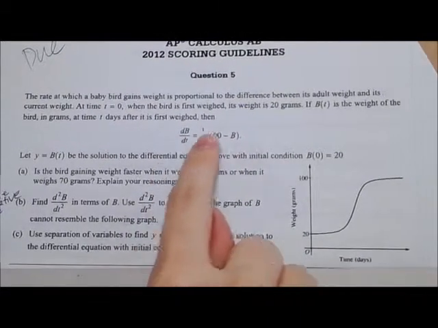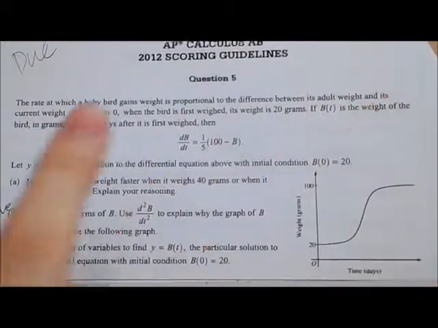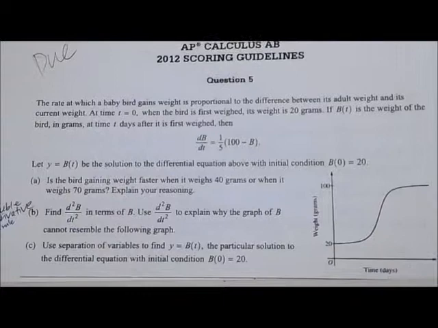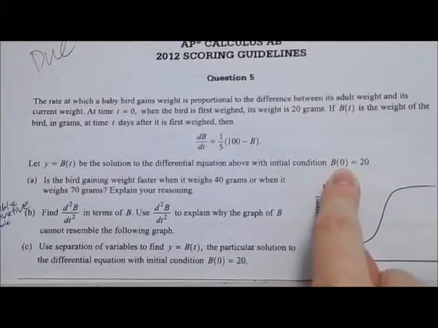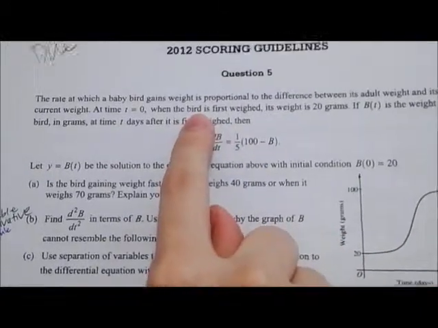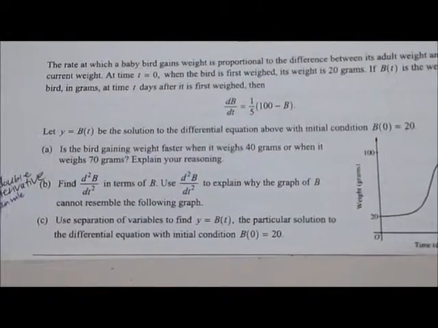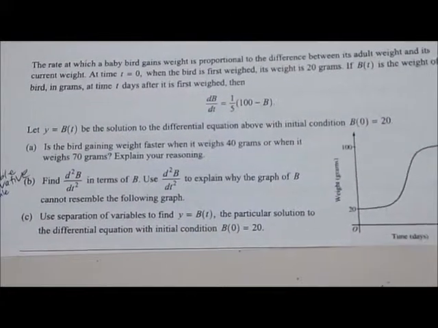By looking at this equation, we can assume that 100 refers to the adult weight. Let y equals B of t be the solution to the differential equation above with initial condition B of 0 equals 20. So this again refers back to the fact that when the bird is first weighed, its weight is 20 grams. Sub-question A reads, is the bird gaining weight faster when it weighs 40 grams or when it weighs 70 grams? Explain your reasoning.